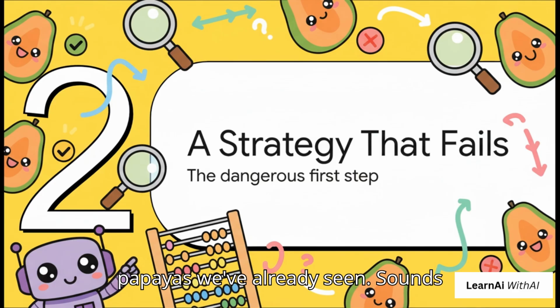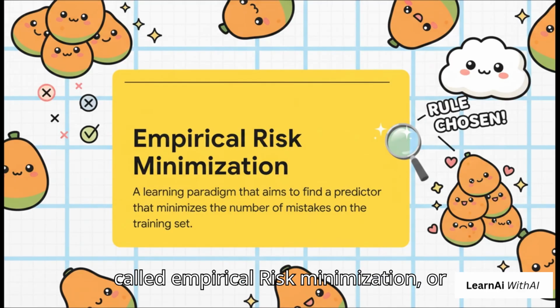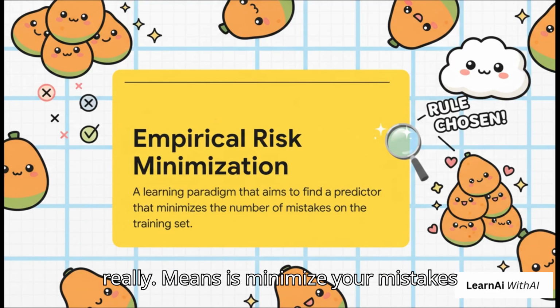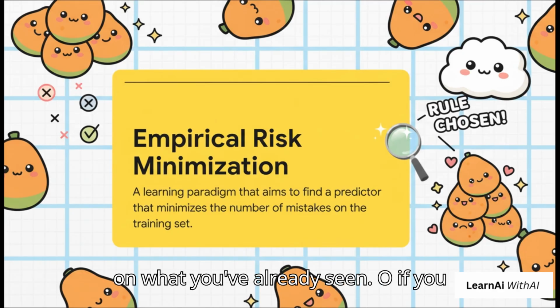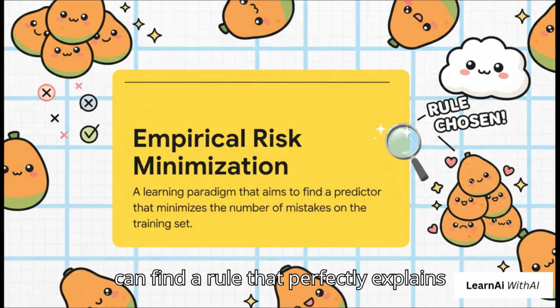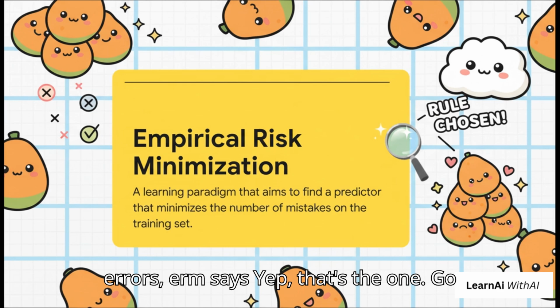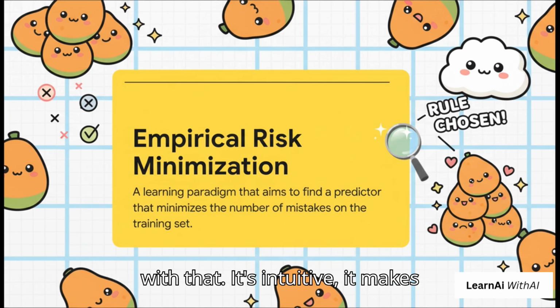Sounds logical. This strategy actually has a formal name, and it leads us straight into our first big, dangerous trap. It's called empirical risk minimization, or ERM for short, and all that fancy name really means is minimize your mistakes on what you've already seen. So if you can find a rule that perfectly explains every single papaya in your basket with 0 errors, ERM says, yep, that's the one, go with that. It's intuitive, it makes sense, it feels right.